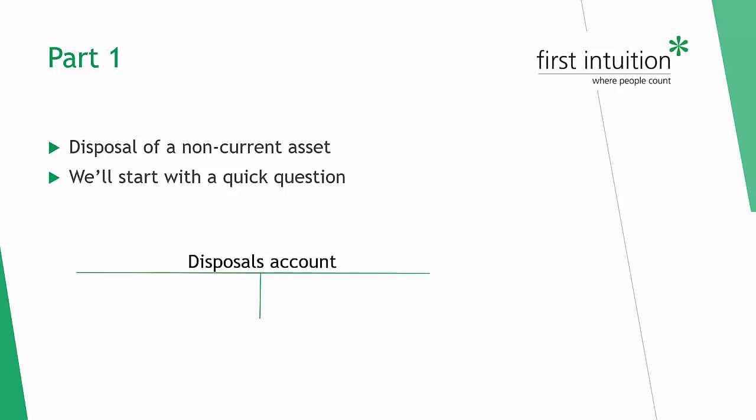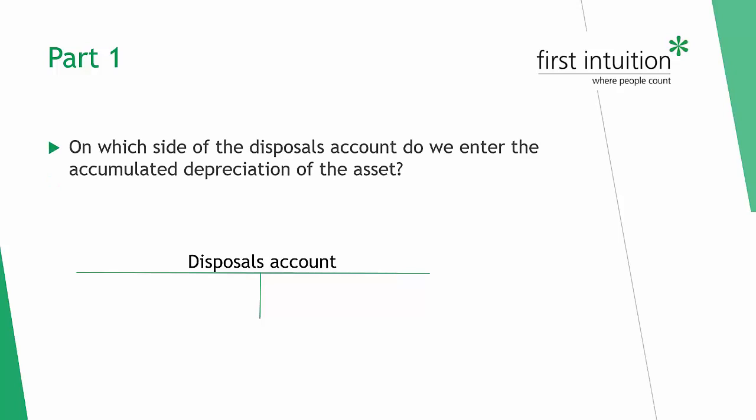Disposals account. And the question is, on which side of the disposals account do we enter the accumulated depreciation of the asset? Give you all a minute or two to think about that. Okay. Well, we've got about 50-50 split between debit and credit.